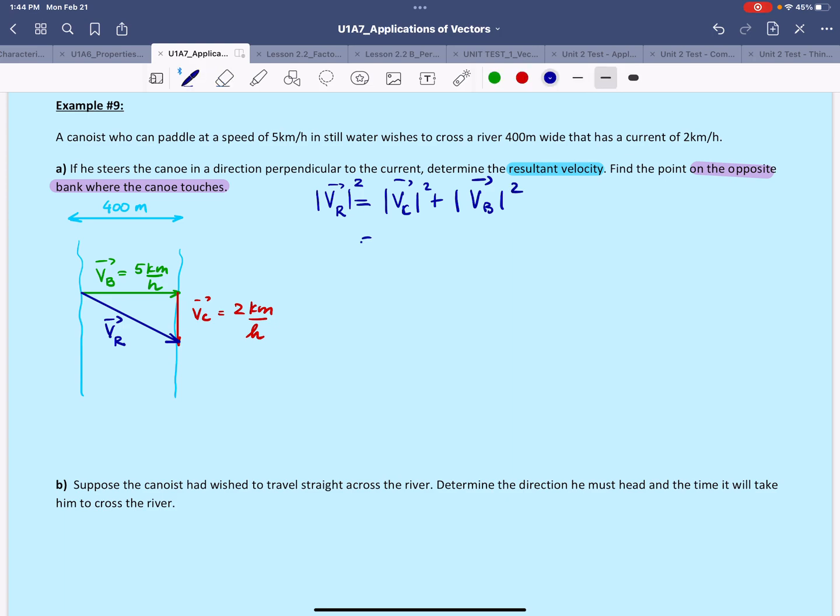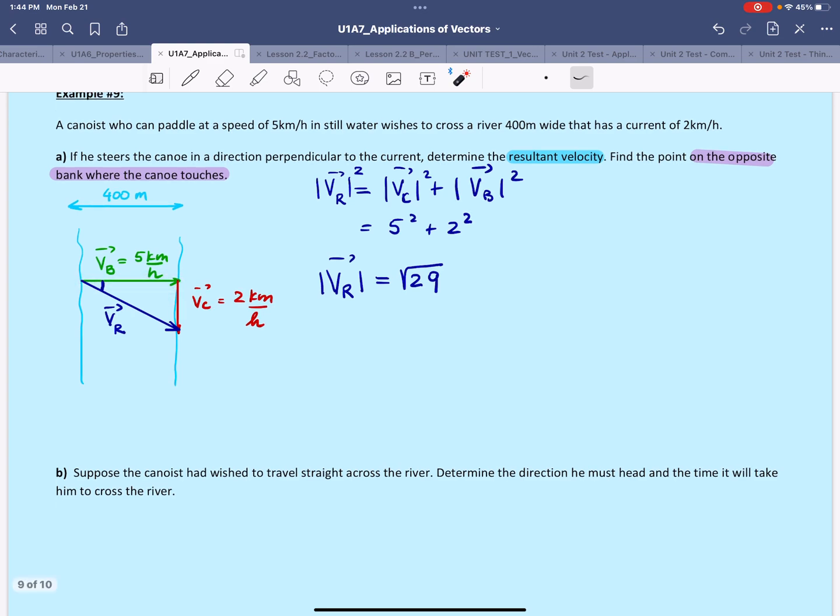And substitute, we have 5 squared plus 2 squared, which equals 29, and makes the magnitude of the resultant velocity equal to square root of 29. Now we also need to know the direction of this vector, and for this we're going to use the angle made with the velocity of the boat or the canoe. So since we have all the sides, we can use any trig ratio we wish. Obviously this is 90 because we are going perpendicular to the current.